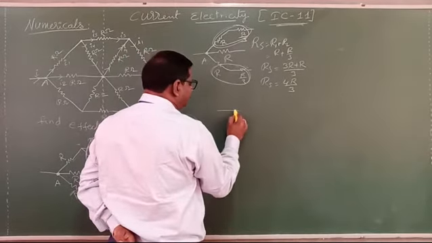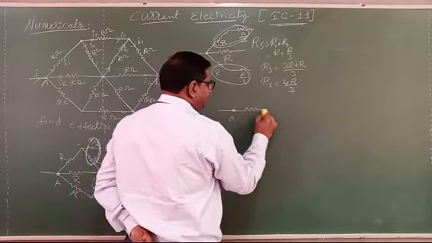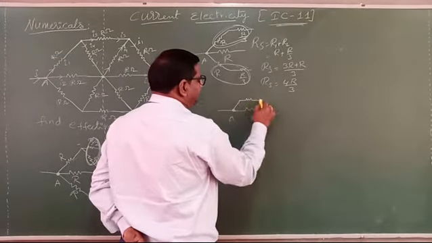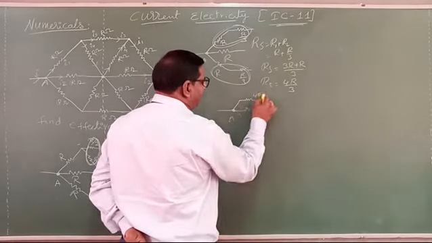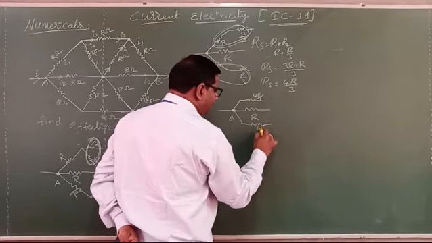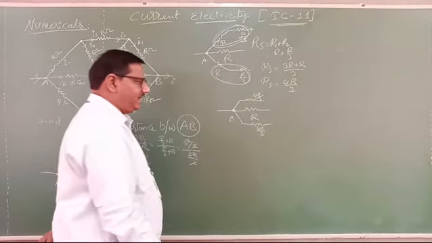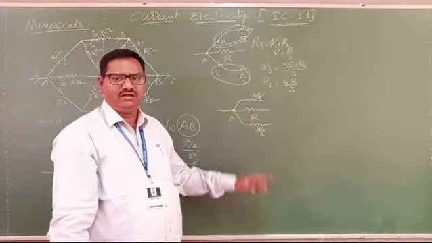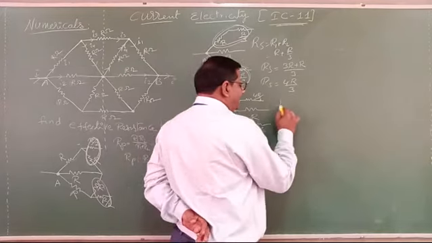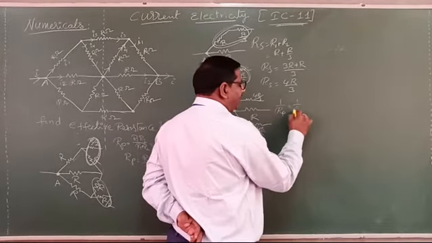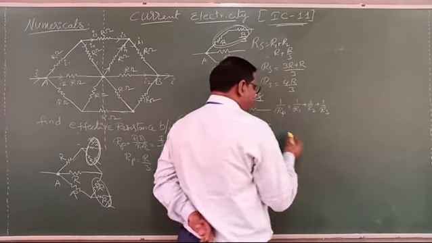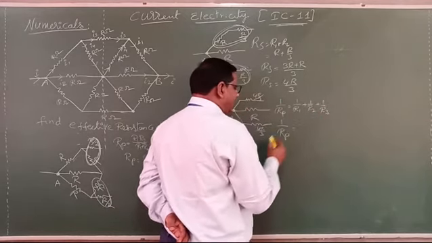Now I will solve this one: here one is at A, that is R, and one more is now 4R by 3, and one more is 4R by 3. Clear? Now these 3 are in which combination? It is a parallel combination. So in a parallel combination, what can you write? 1 by Rp equal to 1 by R1 plus 1 by R2 plus 1 by R3.